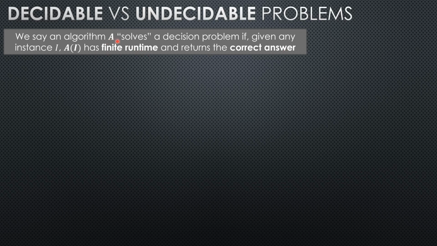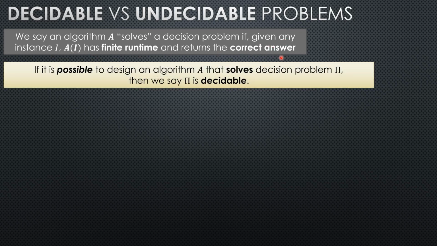It means a single algorithm A that solves the problem should work for any input, so for all possible inputs. This single algorithm A should work for all possible inputs. For every input, it should run in finite time, and it should return the correct answer. Okay, so why am I defining what it means for an algorithm to solve a decision problem? Well, if it's possible to design an algorithm A that solves a decision problem pi, then we say pi is decidable. Okay, so A is an algorithm that solves the problem.